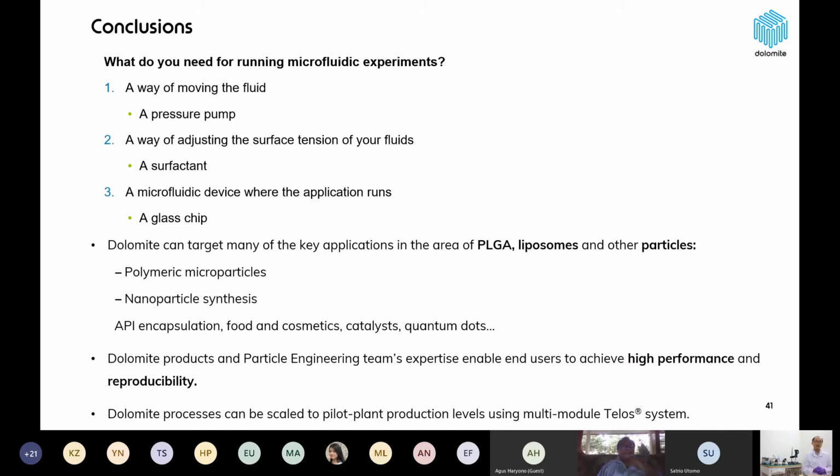Dolomite can target many key applications in the areas of PLGA and liposome or other particles, such as polymeric microparticle or nanoparticle synthesis, which can be applied in, for example, API encapsulation, food, cosmetics, catalysts, or patent drops, and more. Dolomite's product and particle engineering team expertise enables the high performance and reproducibility. And Dolomite processes can be scaled to pilot plant production level using multiple modular Telos systems.